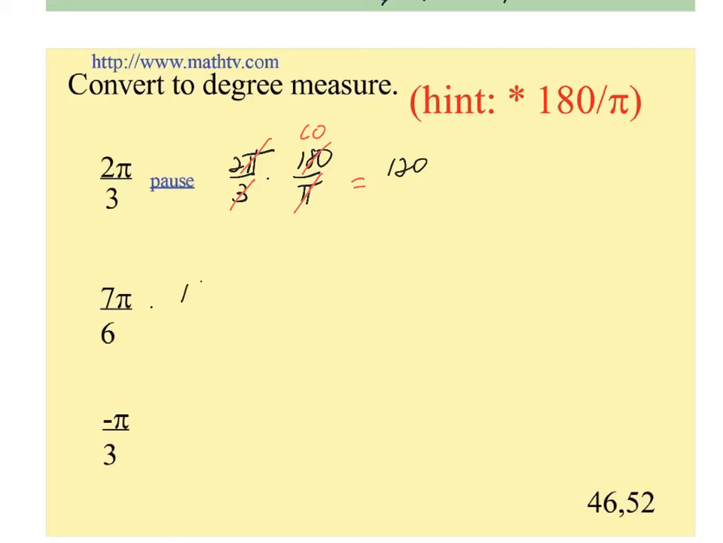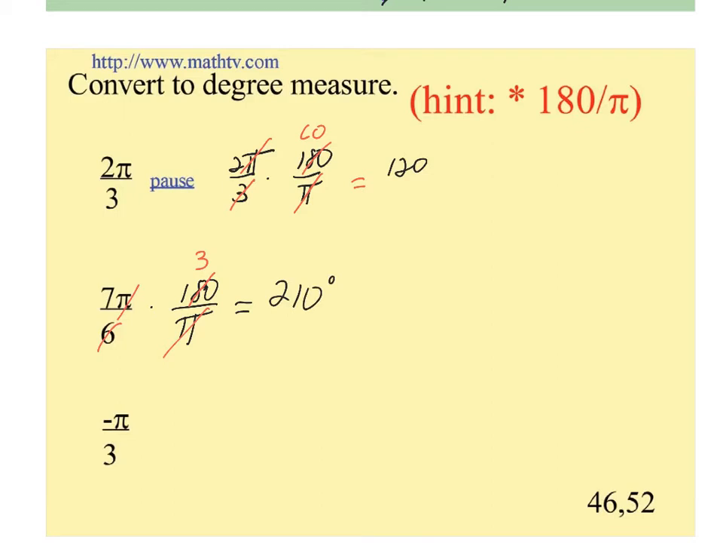Second question. 180 over pi will help convert me from radians back to degrees. The pi's divided by themselves give you 1. 180 divided by 6 is 3. And my answer, 7 times 3 is 210 degrees.